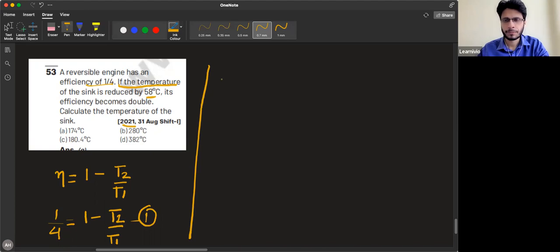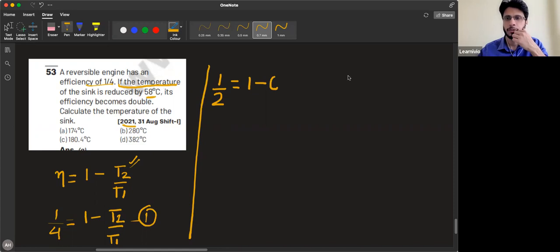Pradarshini, what will be the new efficiency here? 1/2, sir. It's doubled. Earlier it was 1/4, so now it's double of 1/4. So that will be 1/2. It's 1 minus. Aditya, what will be the temperature of the sink now? Earlier it was T2. What is the temperature of the sink now?